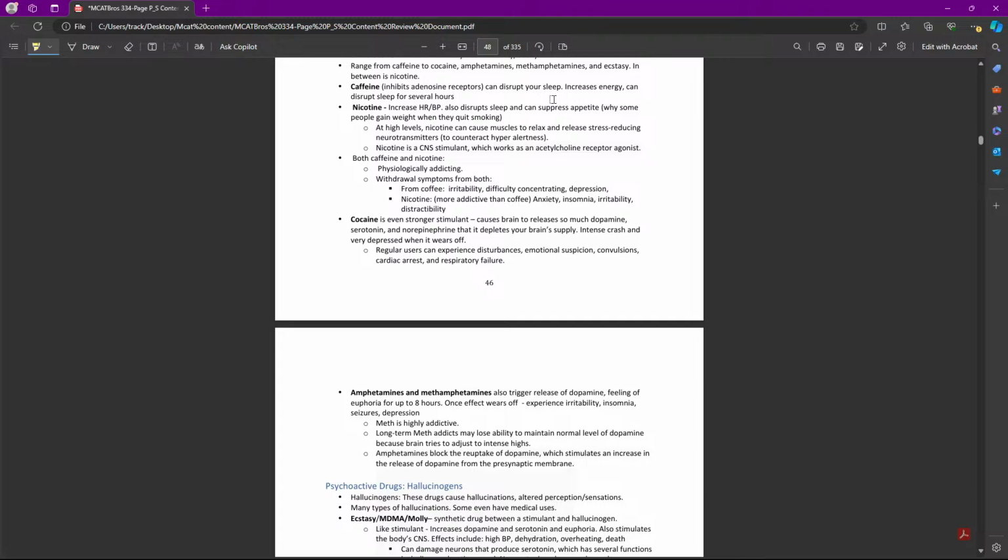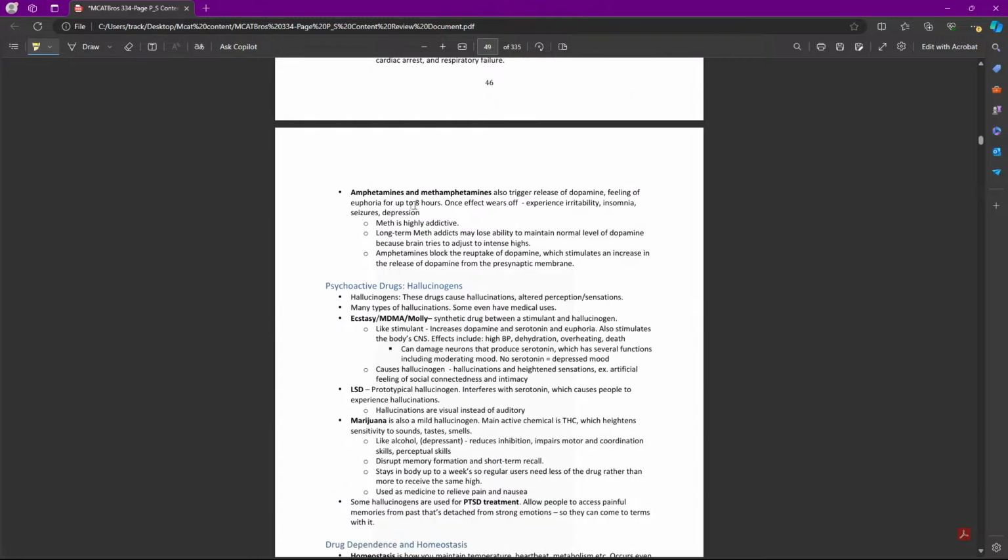Cocaine is an even stronger stimulant. It causes the brain to release so much dopamine, serotonin, and norepinephrine that it depletes your brain's supply. There is an intense crash and you're very depressed after it wears off. Users usually experience disturbances, emotional suspicion, convulsions, cardiac arrest, or respiratory failure.